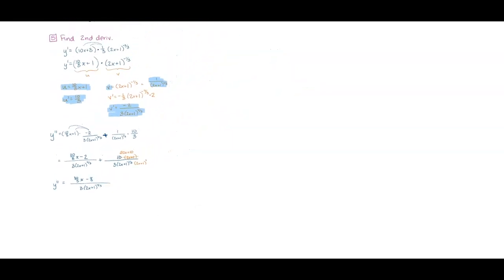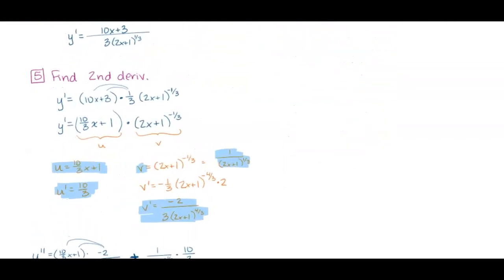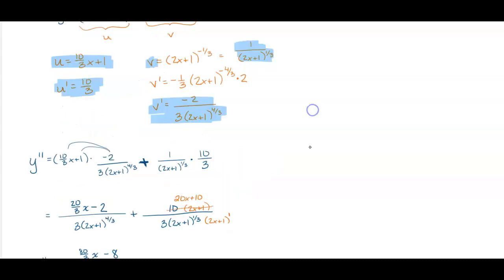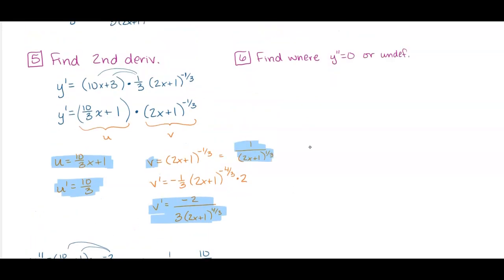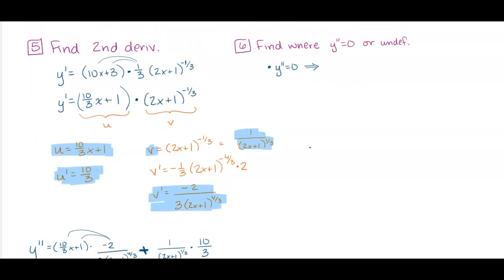In the next step, I'm going to find sort of the equivalent of critical points, but we just don't get to call them critical points now. We're just going to say, find where the second derivative is 0 or undefined. And we do that by setting the numerator and the denominator equal to 0 separately. So for the second derivative to be equal to 0, we want the numerator equal to 0. The numerator was 80/3 x minus 8.